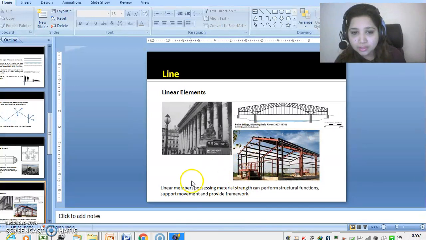So these linear elements possess a material strength, which means they are made up of different materials. Okay, and they can perform different structural functions. Okay, and they support movement. This also supports movement, this also supports movement, and this one also. Just that they are at different locations, and they provide a framework. So I hope linearity is clear.